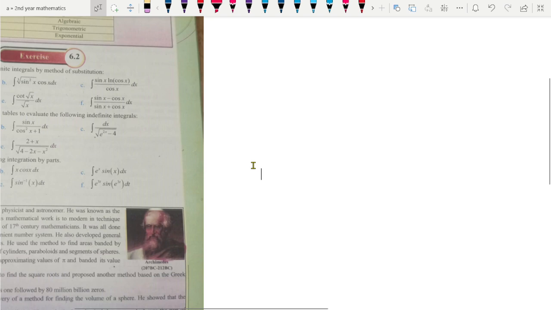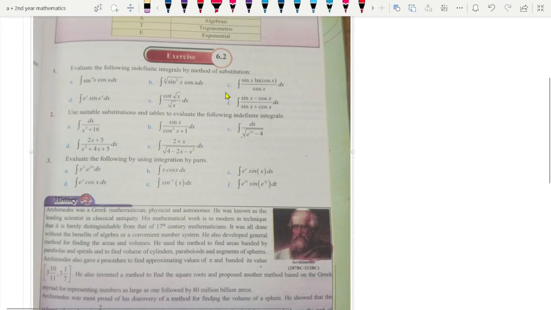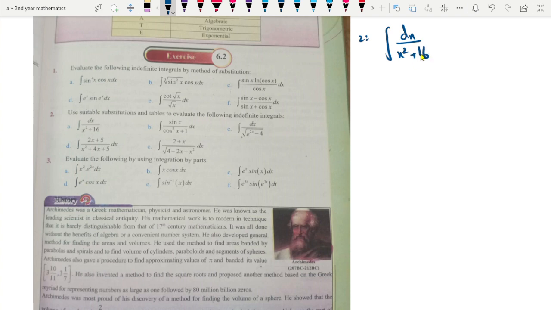Question number 2. Now we have question number 2, part 1: the integral of dx over x square plus 16. Now we can write it as the integral of dx over x square plus 4 square.